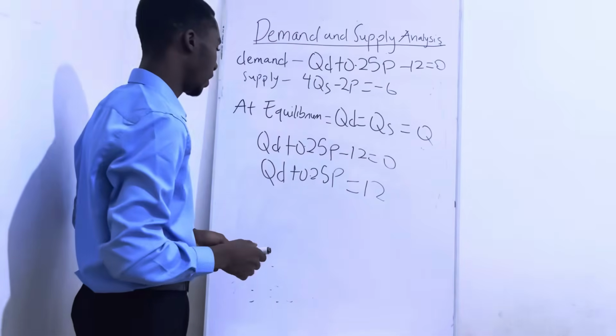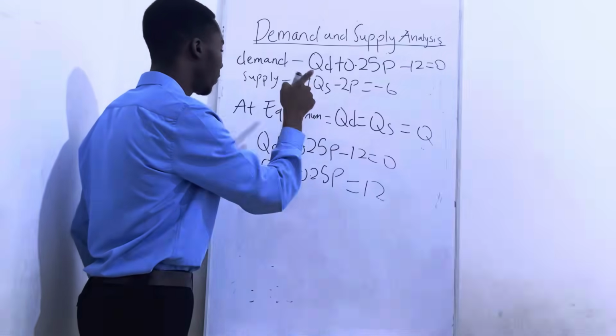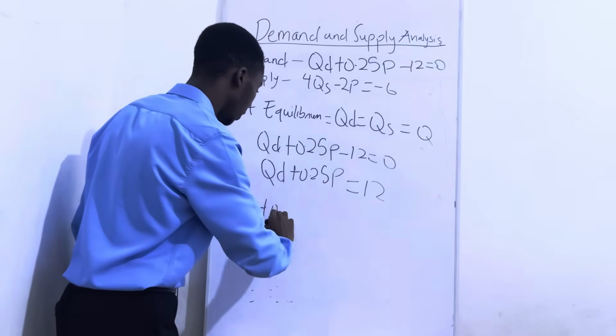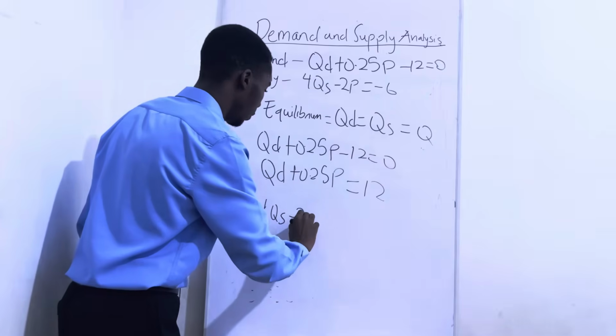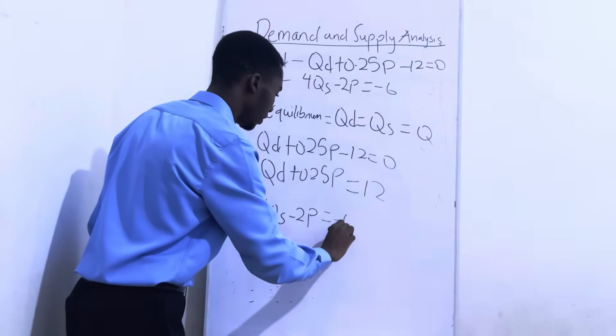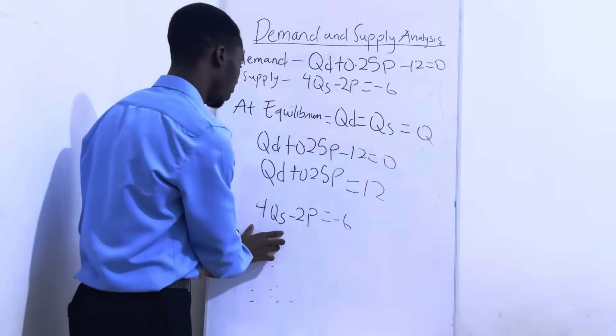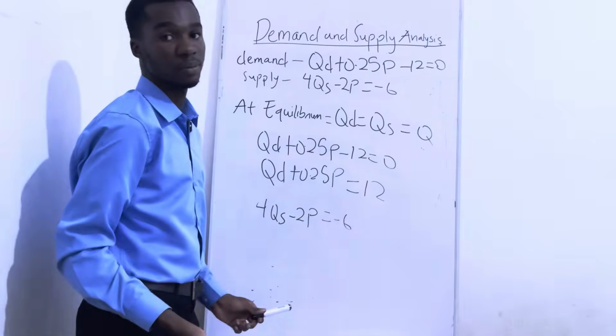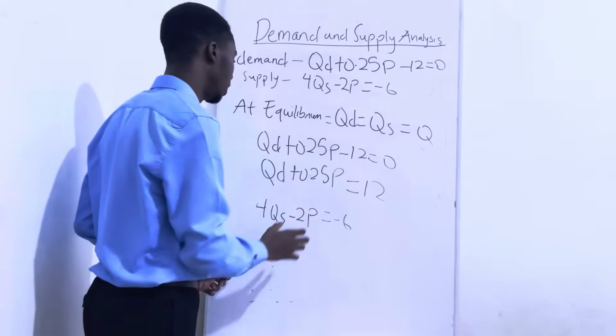Now let's go to the supply. So for the supply too, we have 4QS. This is what is in the question. 4QS minus 2p is equal to negative 6. For this one, the Q is already here, the negative 2p is already here, and the number is already after the equal sign. So now what do we do? You can solve them simultaneously.